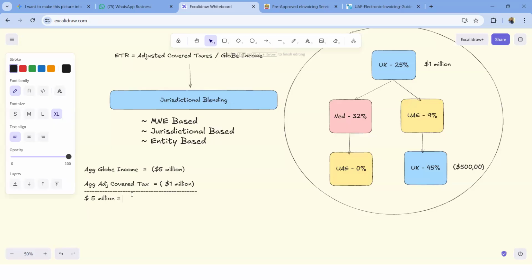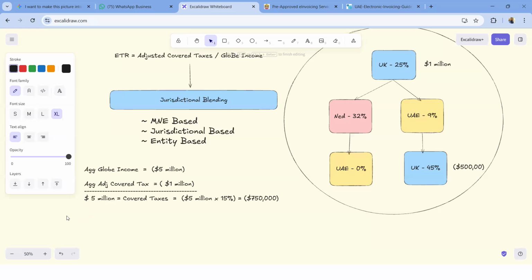so your covered taxes could be a maximum of what? 5 million times 15%. So what would this come to? It would have been 750,000, correct? That should have been that.